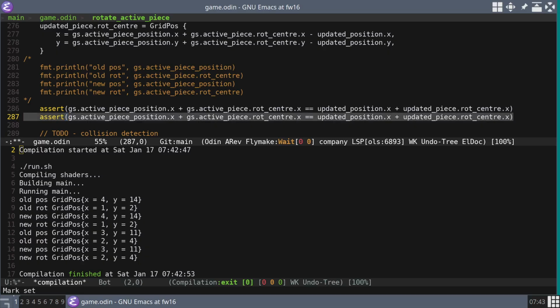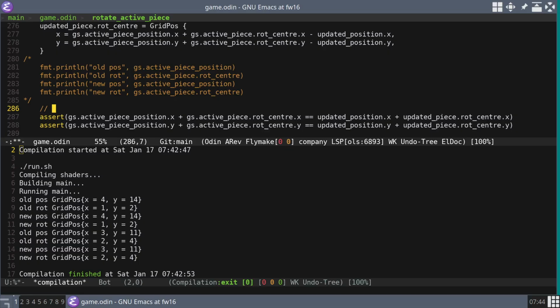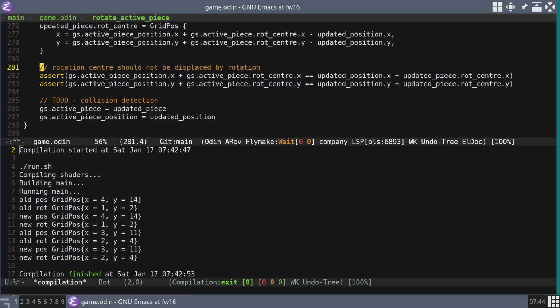Right, if I come in here, query replace dot x with dot y. Go yes, yes, yes, yes. Comment for future me: rotation center should not be displaced by the rotation. I don't think we need all of that, because I think this does the same check that I was about to do manually.